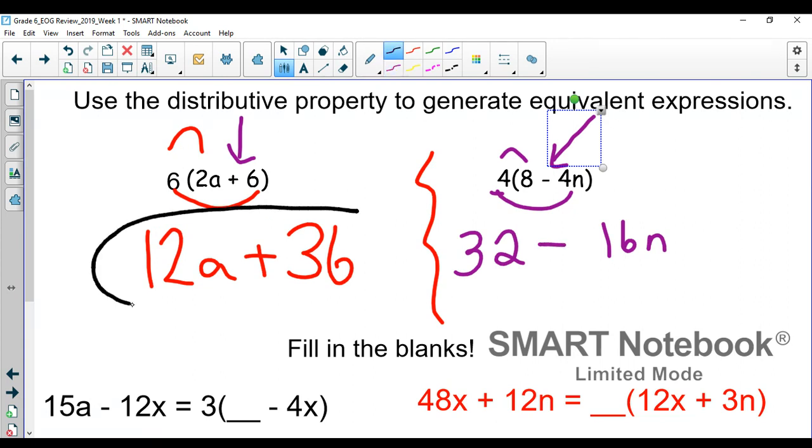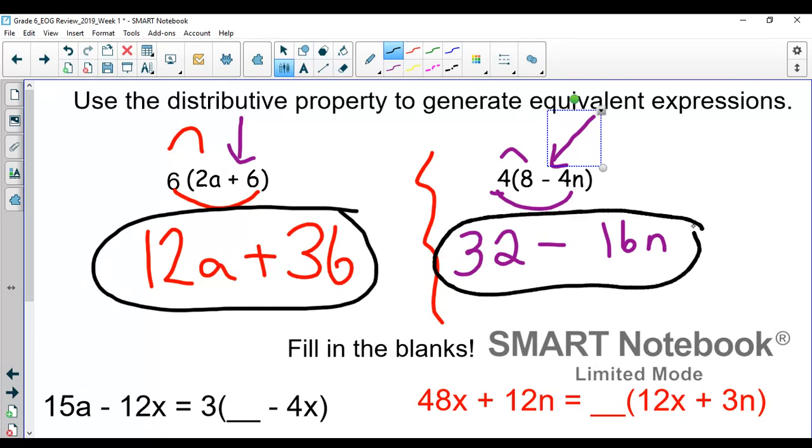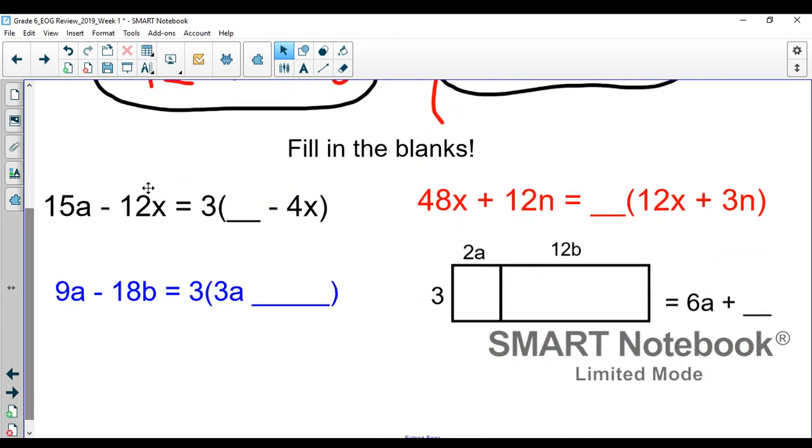So after we distribute in the first example, we have 12a plus 36. And after we distribute in the second example, we have 32 minus 16n. This is a really basic concept that we covered earlier in the year. Here's a couple trickier ones for you to try. And what you're trying to do is fill in the blank with what's missing. So go ahead and pause it. And when you're ready, you can play the tape again.